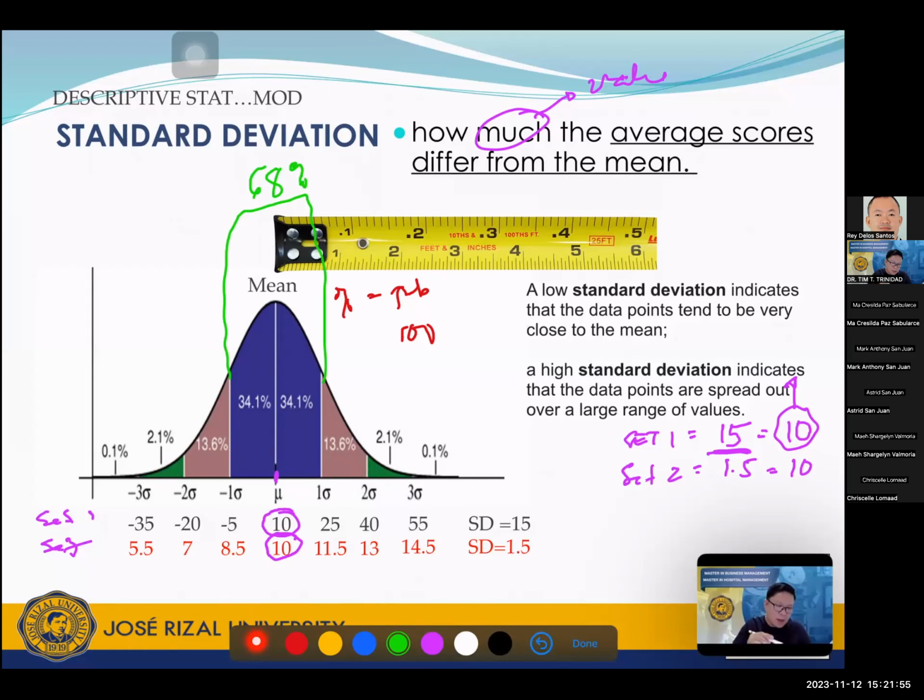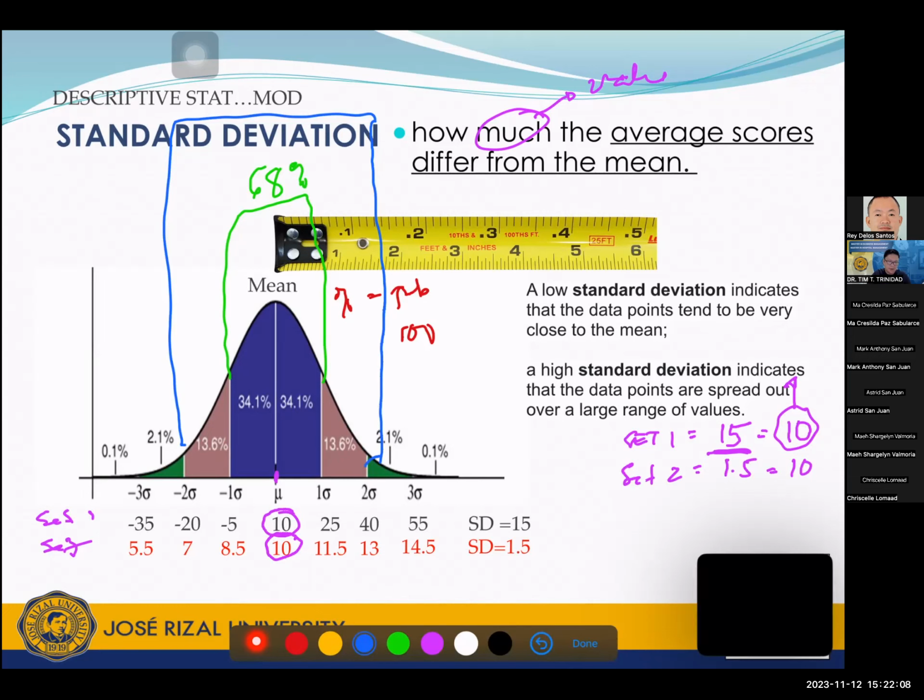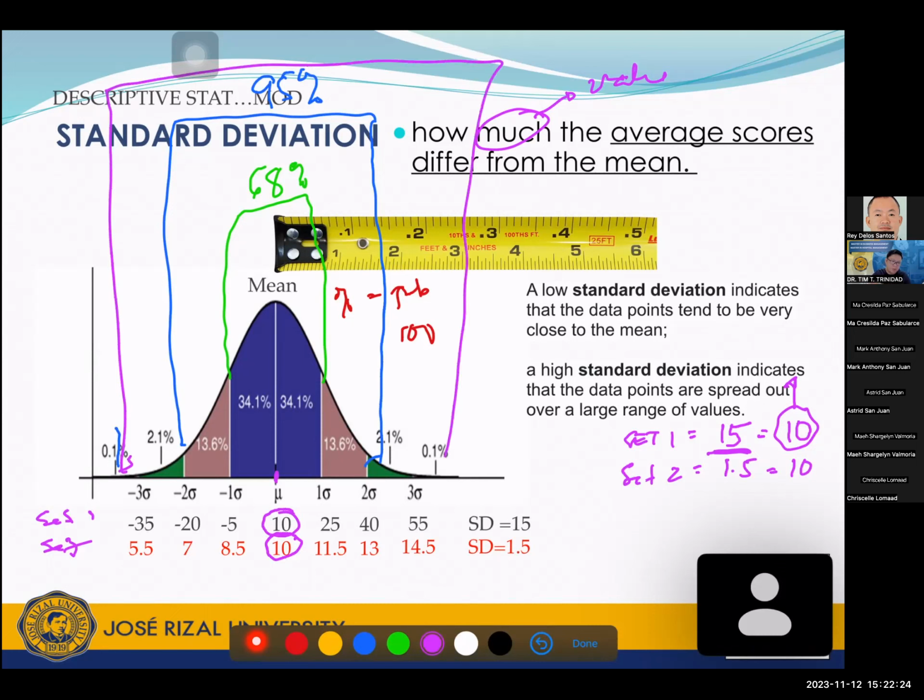What is the value between -2 and +2 standard deviation? Roughly 96, or 95%. Now let's take the third, -3 to +3 standard deviation. 99%. So the value will be 99%. Okay, let's leave it at that.